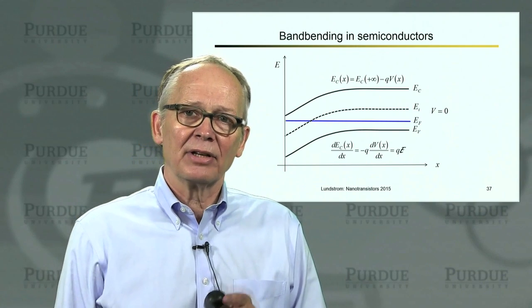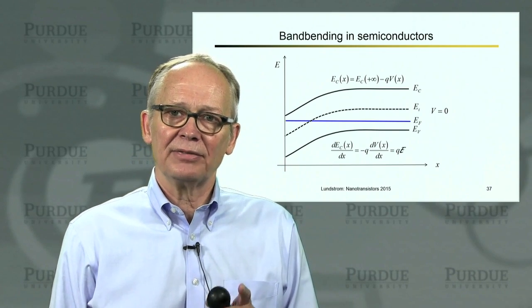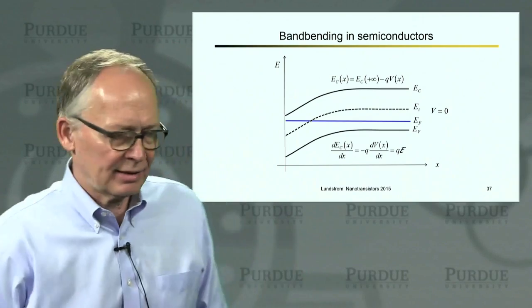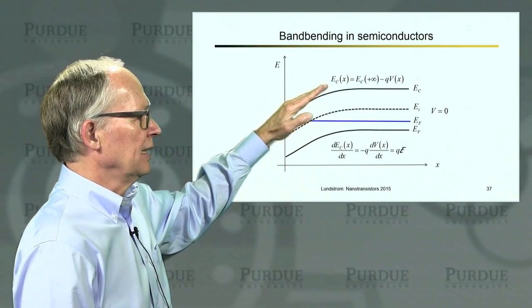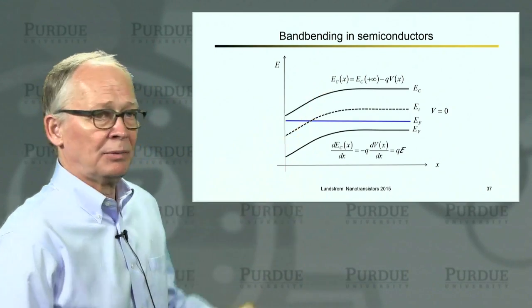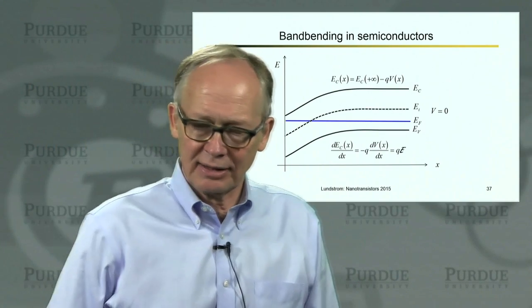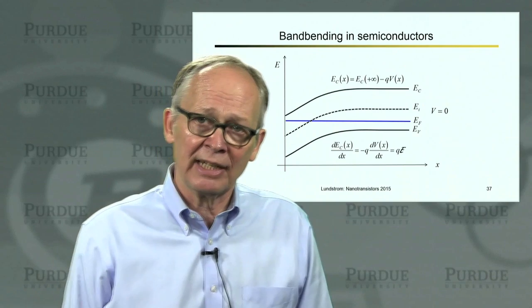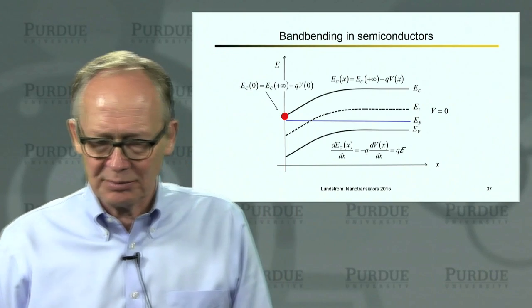A gradient of an electrostatic potential is an electric field. So the slope of the conduction band gives me the electric field. If I see a positive slope, it means I have a positive electric field in the semiconductor. So we're going to be looking at energy band diagrams frequently to try to understand what happens inside of MOSFETs.